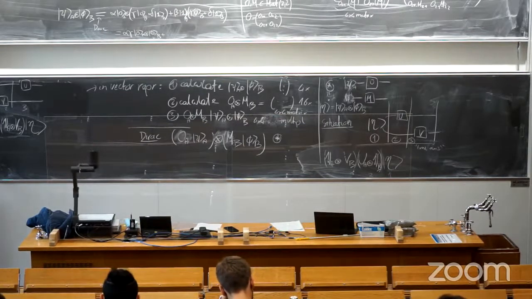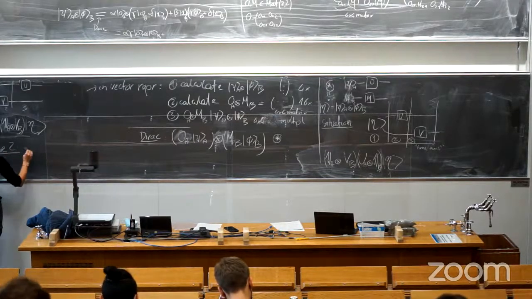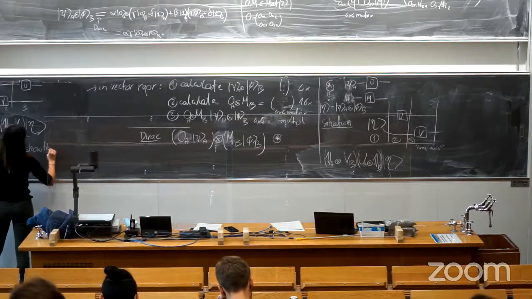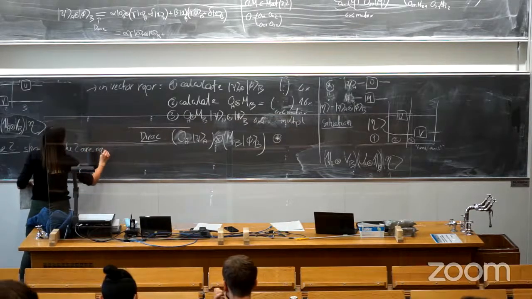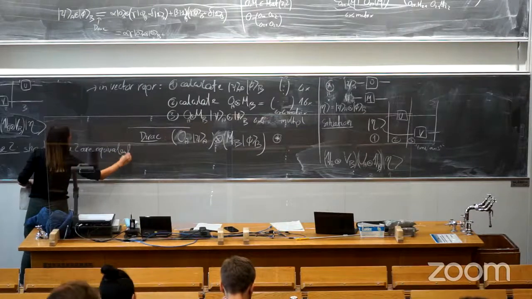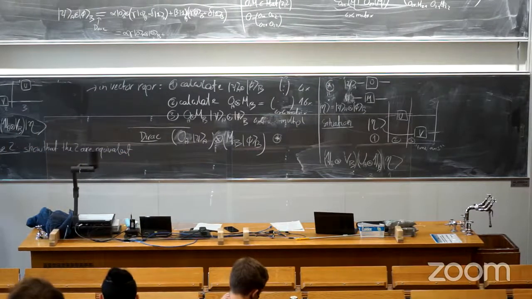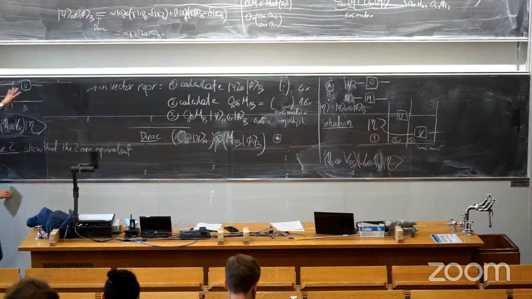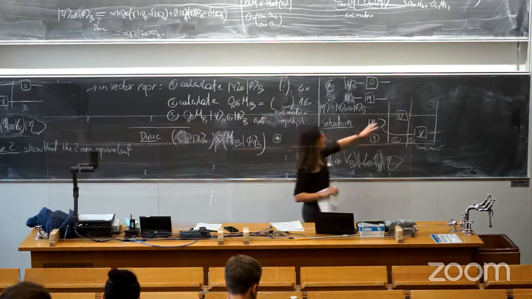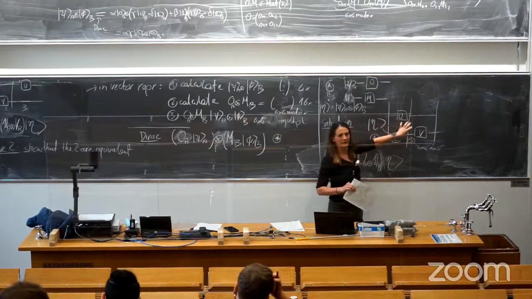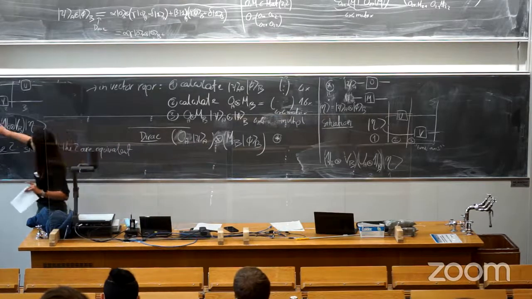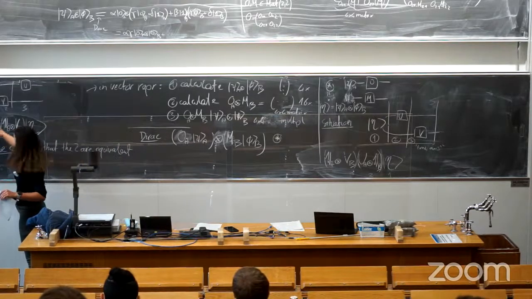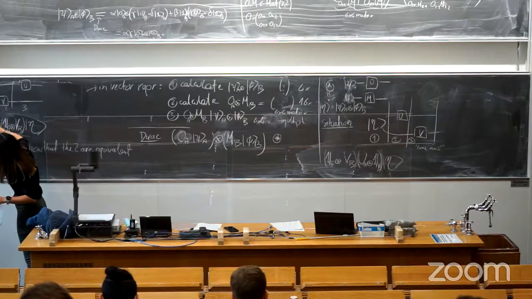Now exercise 2 is to show that the two are equivalent. This means if I apply the gates in this order, I get exactly the same result as if I apply the gates in this order.